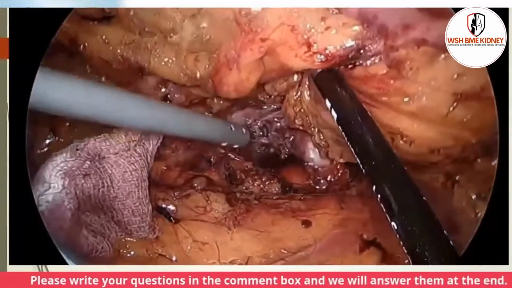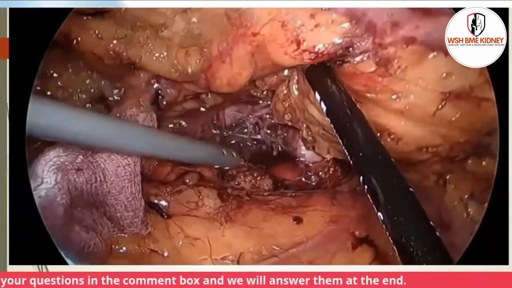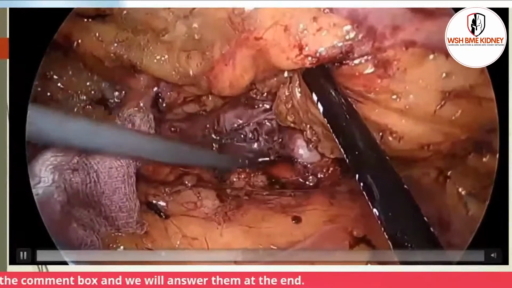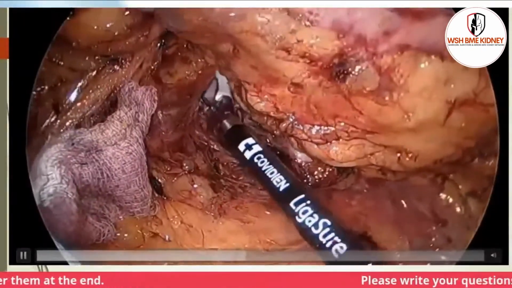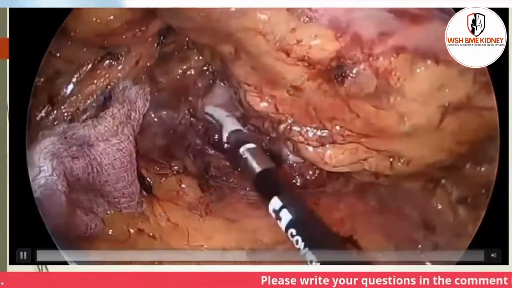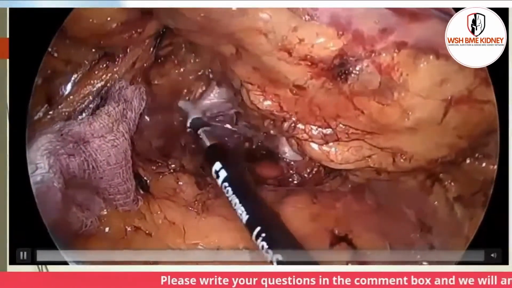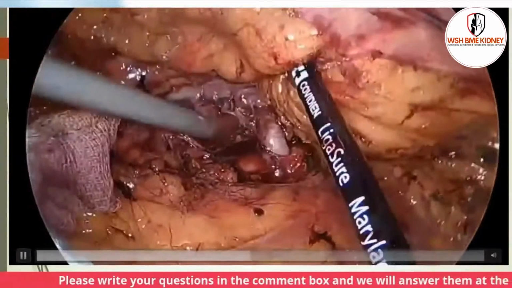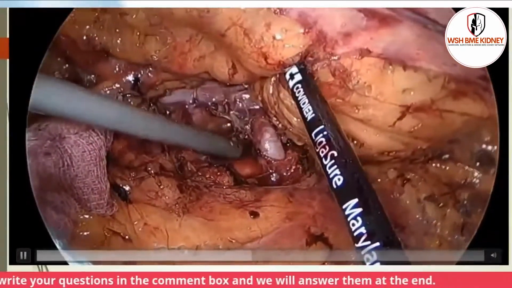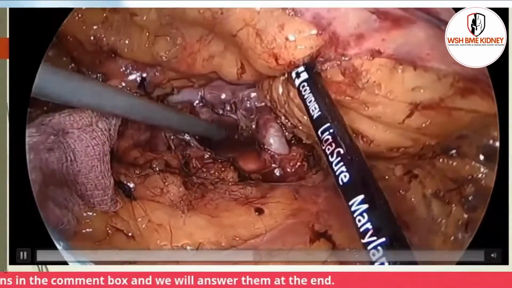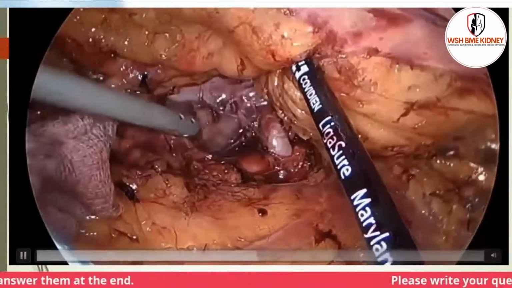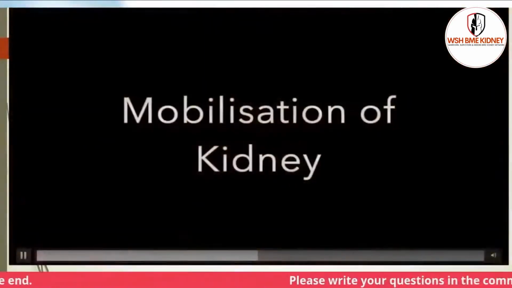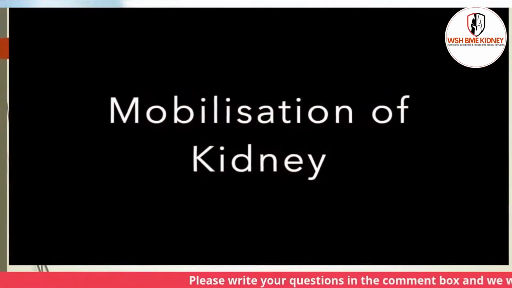That bluish structure there that you're looking at, this is the renal vein. And this is the gonadal vein. There's another vein that comes from the gonads, the ovary for women, the testes for men, and drains into the renal vein. And this is the junction there. So he's going to have to divide that later.